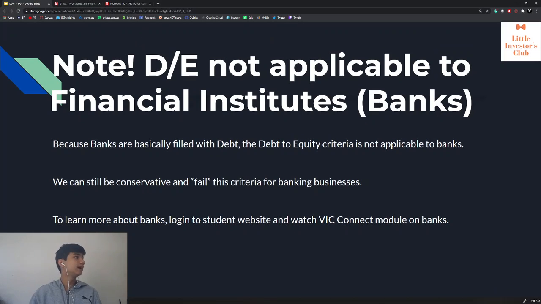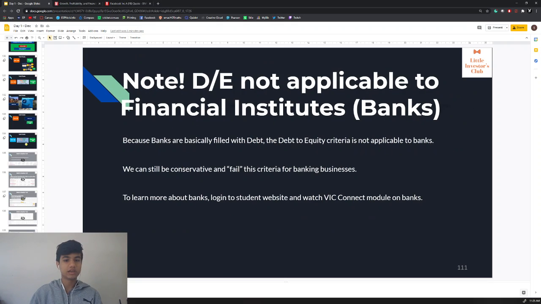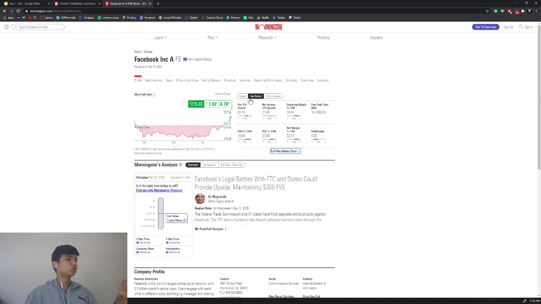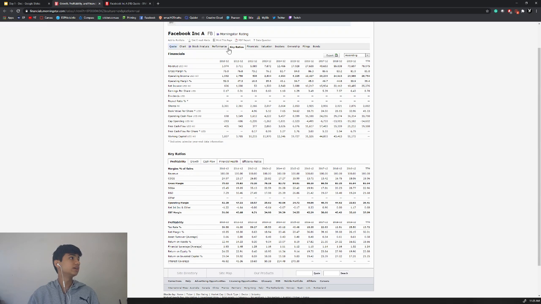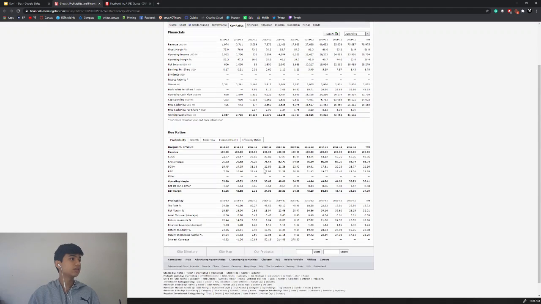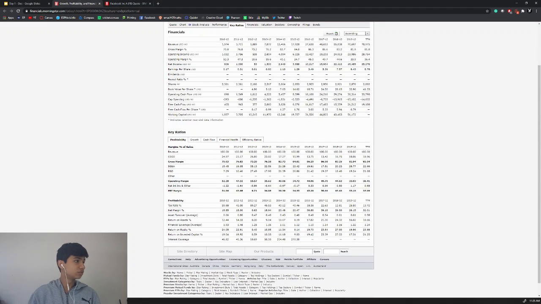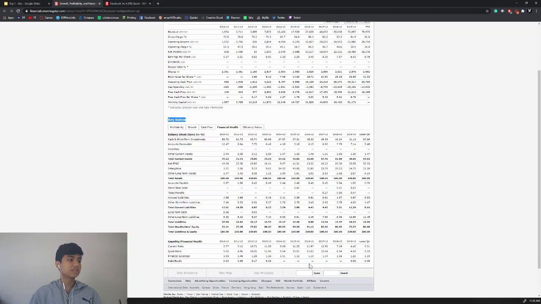So how would we find the debt to equity ratio on Morningstar? We've covered everything else during the boot camp. So how would we find the debt to equity? We all know key ratios, full key ratios data, and here in the Morningstar page, as we all know, the interest coverage can be found at the bottom, and here we can see Facebook has no interest coverage. But to find the debt, we go to key ratios, and then here we go to financial health, and at the bottom it should once again show the debt to equity ratio.